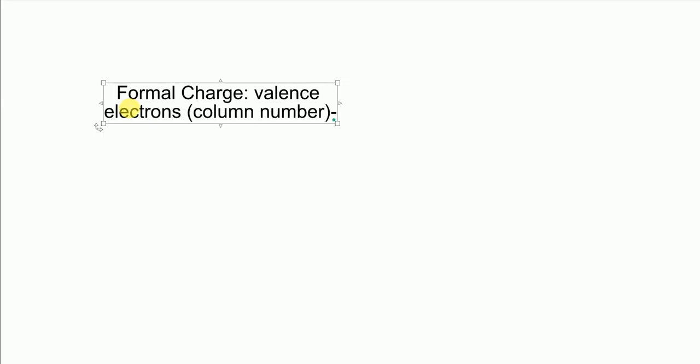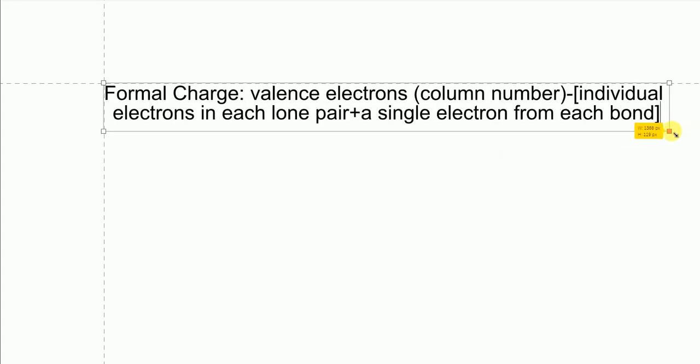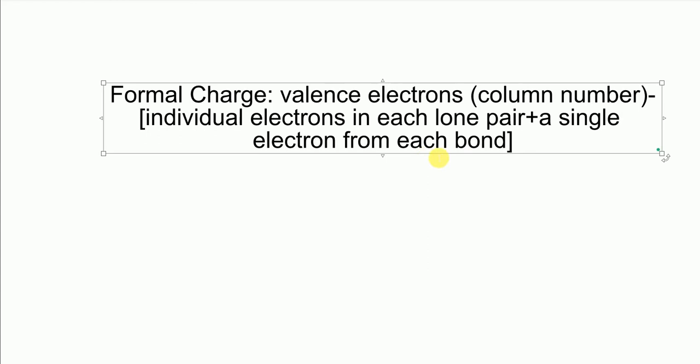So, valence electrons minus, in parentheses or brackets, you can either say it's the electrons held, or you can say it's the individual electrons in each lone pair plus a single electron from each bond. Now it's a really long definition, and I'm just over-explaining it in the formula, but yeah, this will get you the right answer every time. So let's look at some examples really quick.